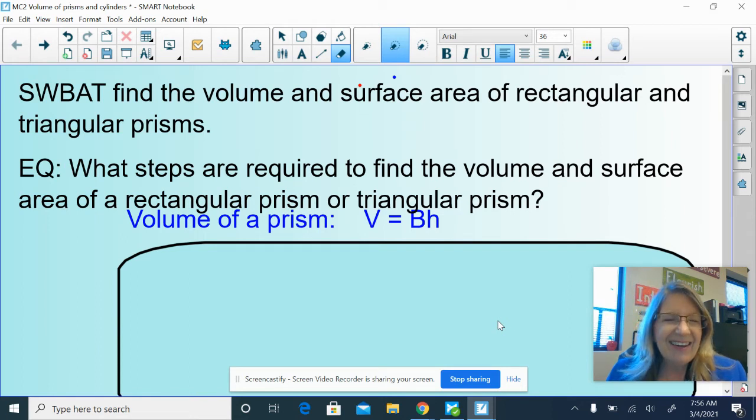All right, so usually volume is the base, which is why it's a capital B, times height. Meaning if the base is a triangle, that has a different formula than the base of a square or rectangle. So always think through, hey, I'm finding the base and then adding that third dimension, the height. Okay.